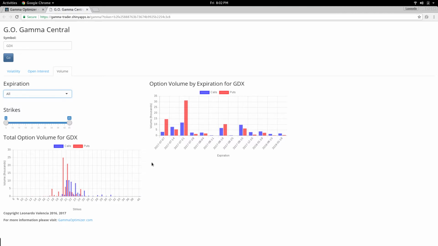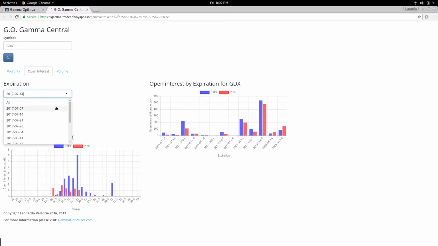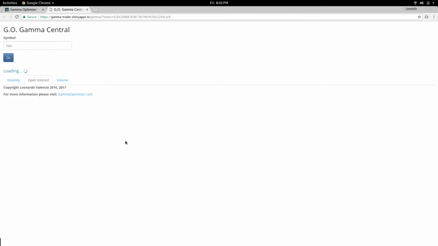You want to see what liquidity is, and if you have your own theories of how open interest affects options and the price of the underlying, you can look at that. Let's look at another underlying. GDX seems to be really tame. Let's look at something more active. Let's look at Tesla and see what happens.